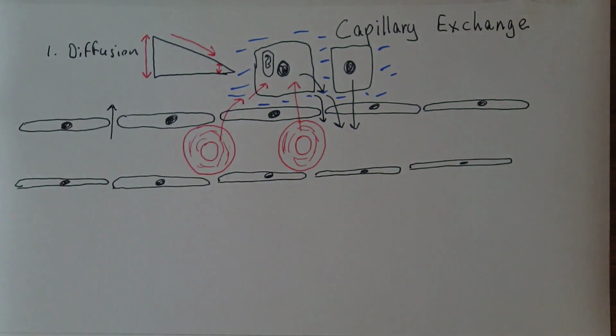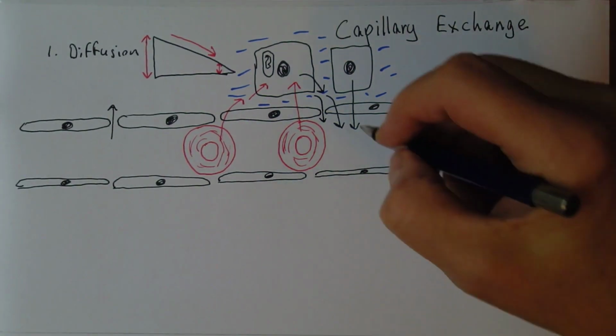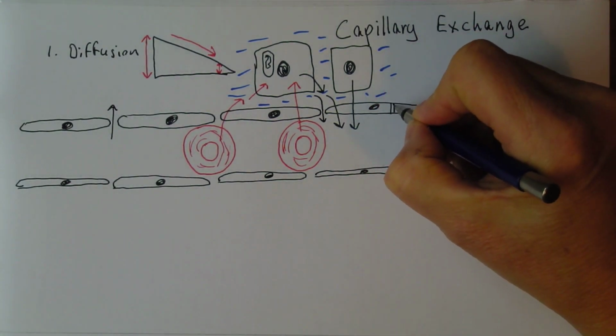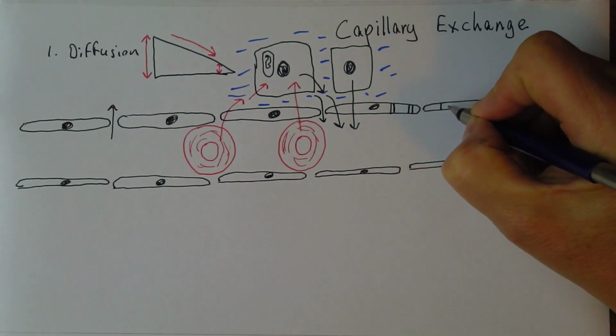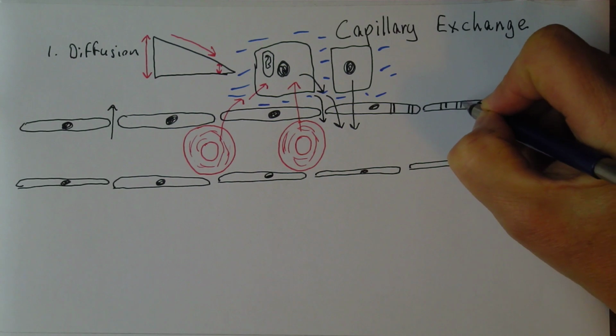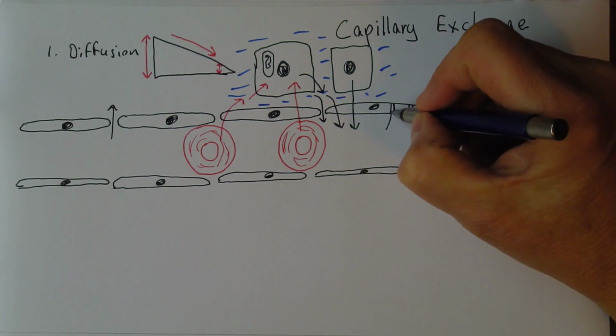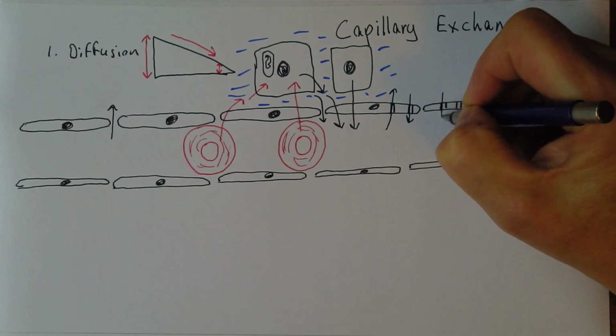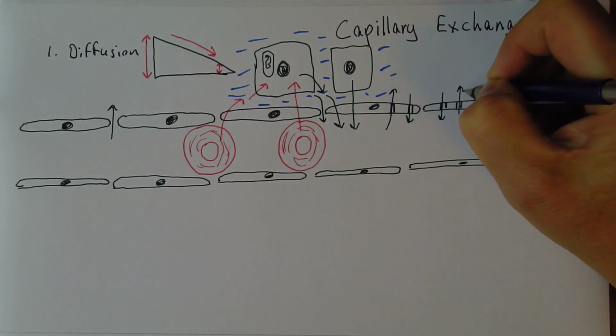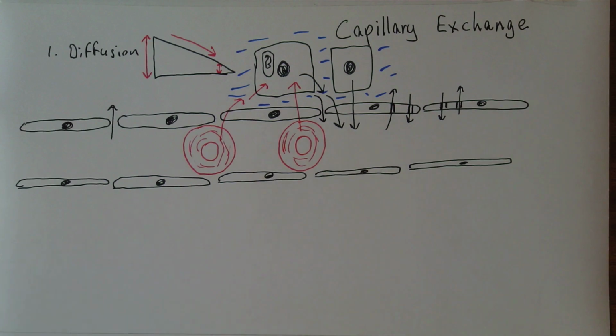And also in some tissues you might remember that cells have fenestrations. These are holes through the cell. And if there's holes through the cell, these fenestrations, that will also make it easier for substances to diffuse in and out of the blood, between the blood and the interstitial fluid.